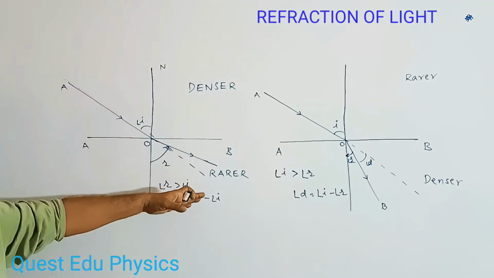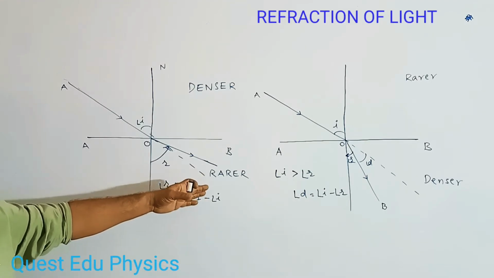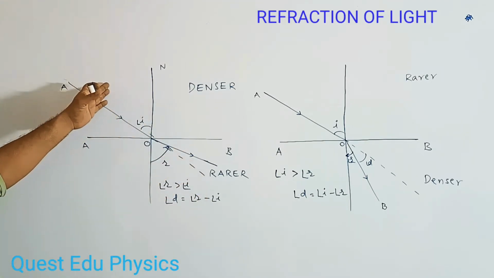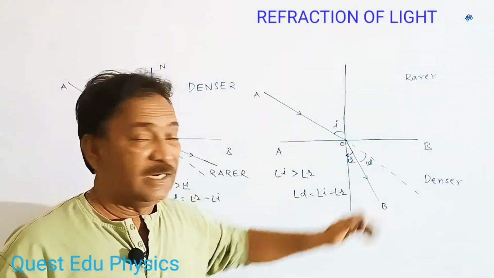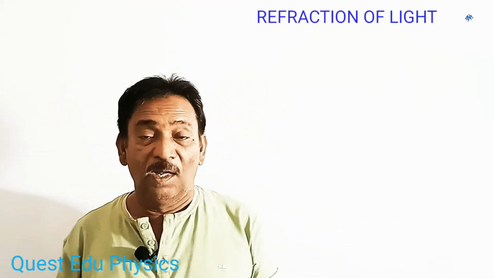Means what? Here in this one, the speed is increased, and here the speed is decreased. Here, in rarer medium, it has more speed, and in denser, it has less speed, students. Now, students, we are going to talk about the laws of refraction. What are the laws of refraction?